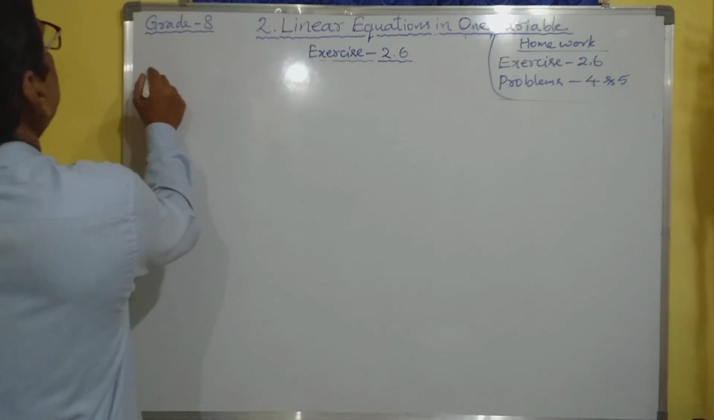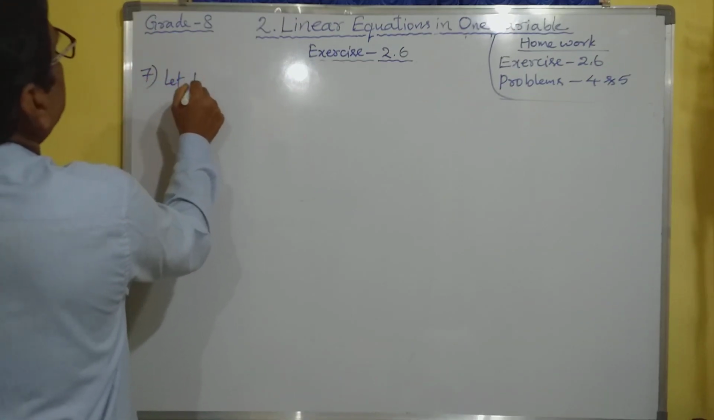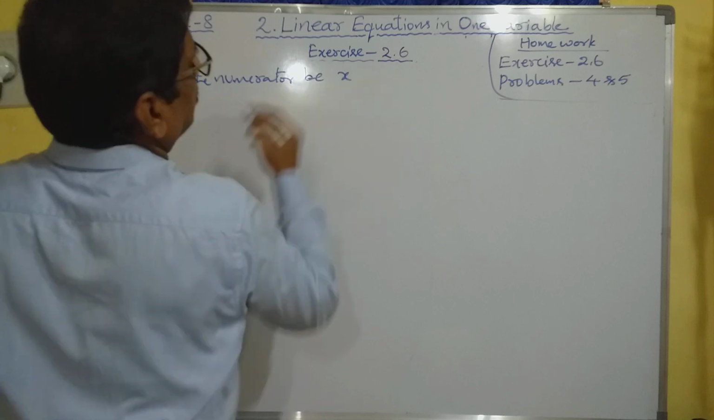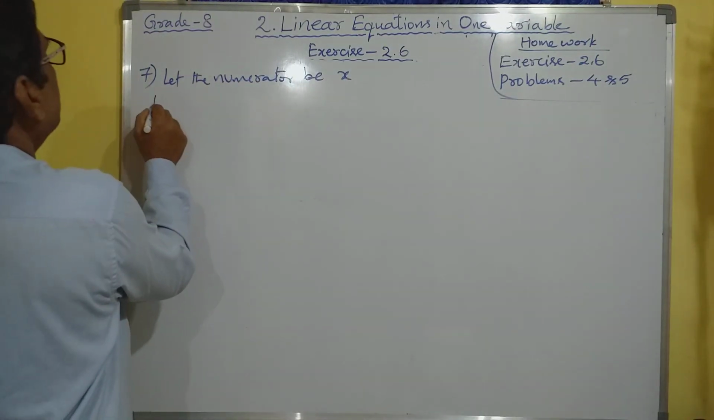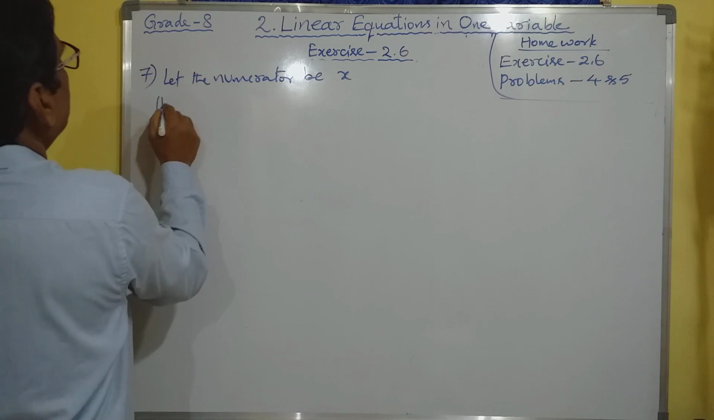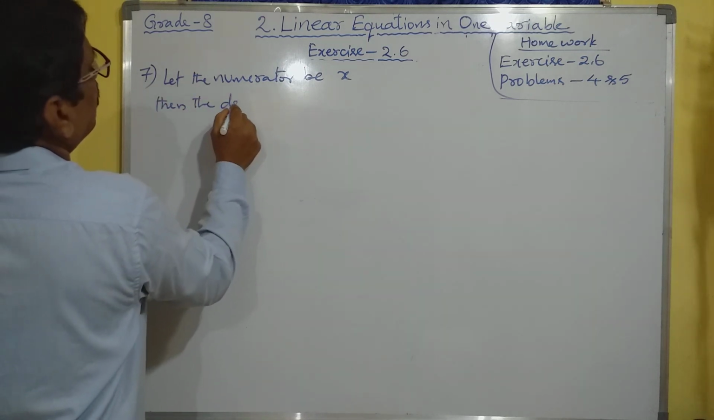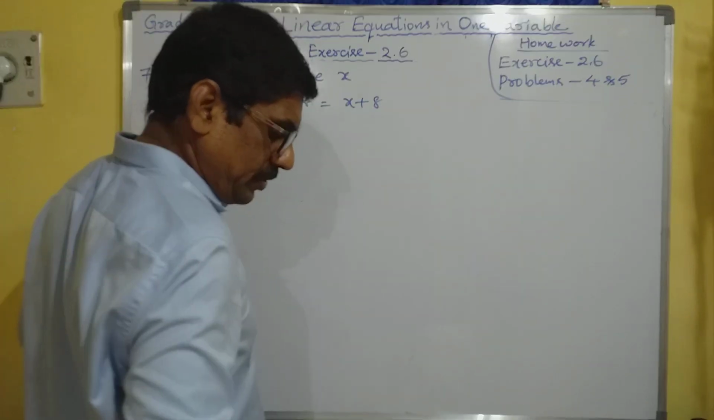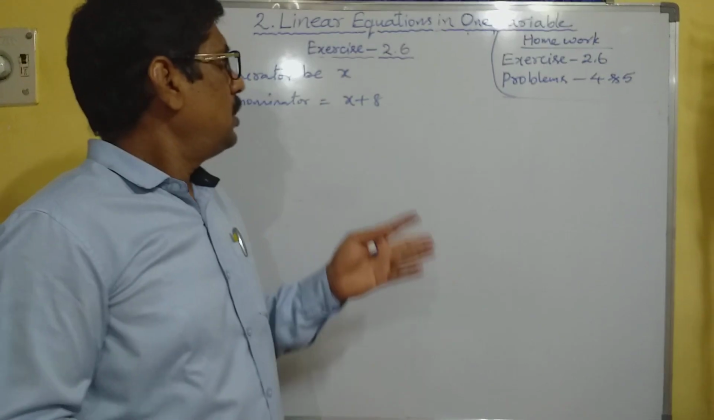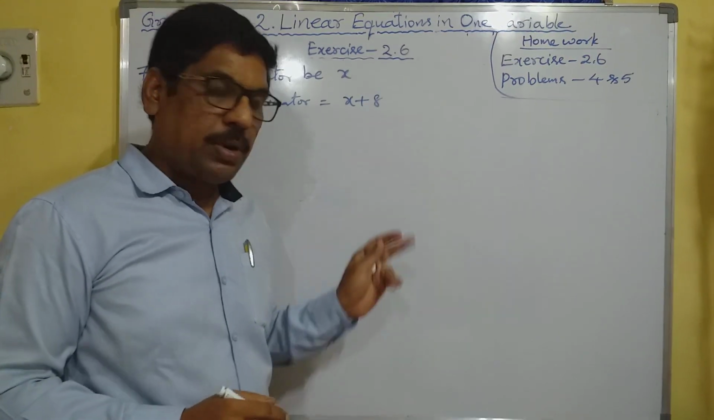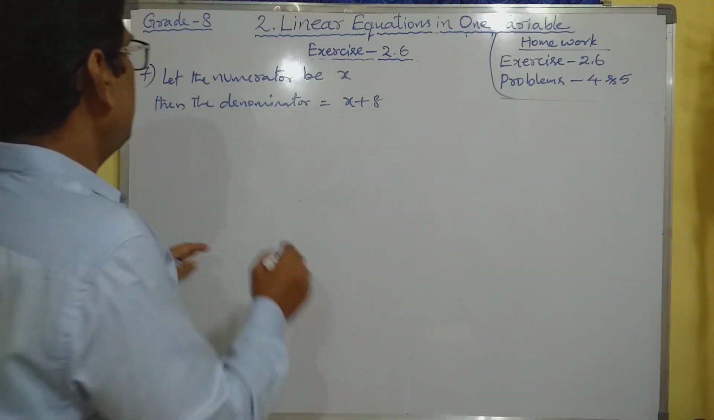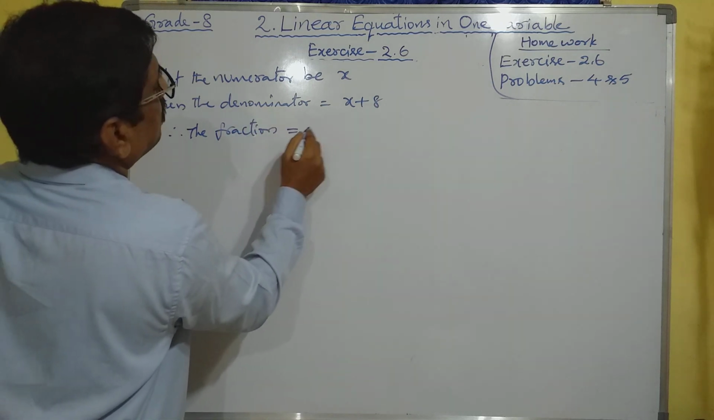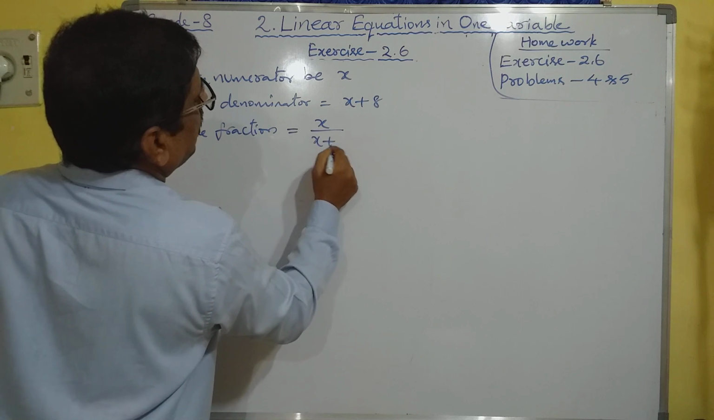So let us take the numerator. Let the numerator be x. Then what will be the denominator? Then the denominator is equal to x plus 8. Why? Because he has given that it is 8 more than the numerator. The denominator is 8 more than the numerator. That's why we have taken the denominator as x plus 8. Therefore, the fraction is equal to numerator by denominator, x by x plus 8.